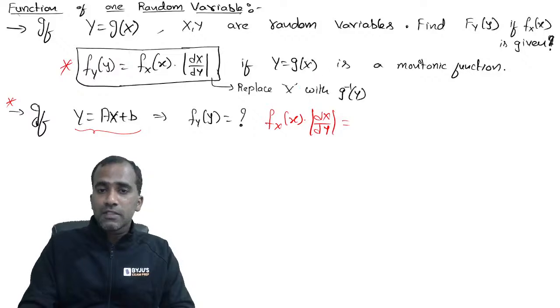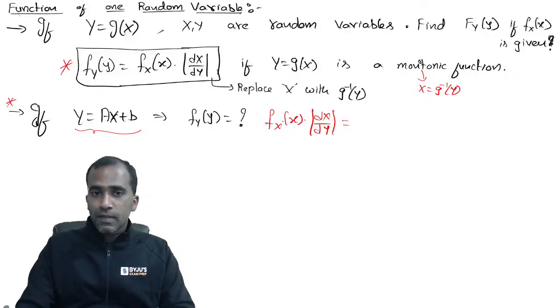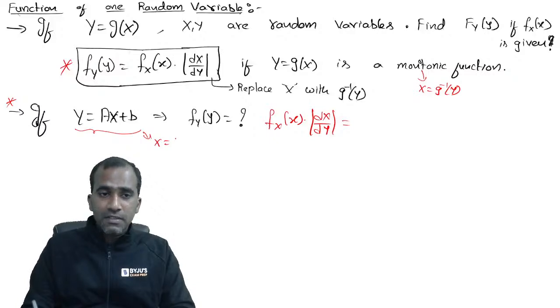How do you convert x into y? If it is a monotonic function, x can be written as g inverse of y, because it will have an inverse. And in this case, what is the inverse? Can you express x in terms of y? That itself is the inverse: y minus b by a.